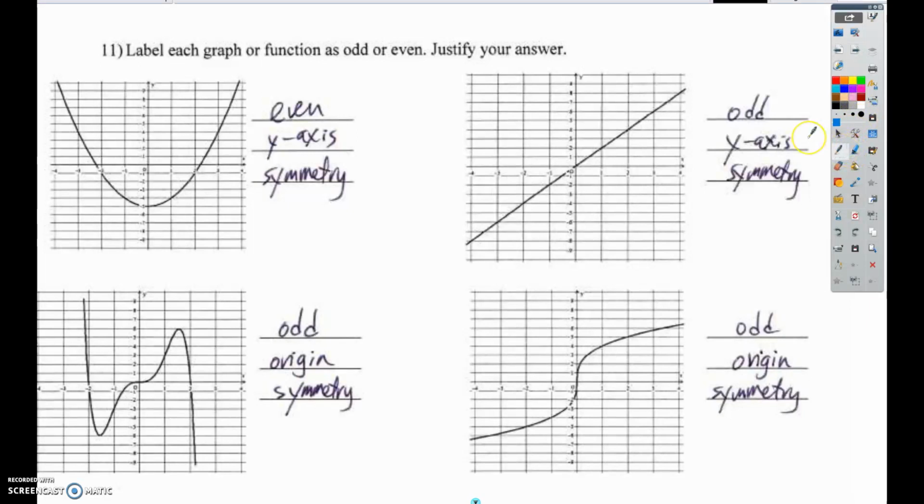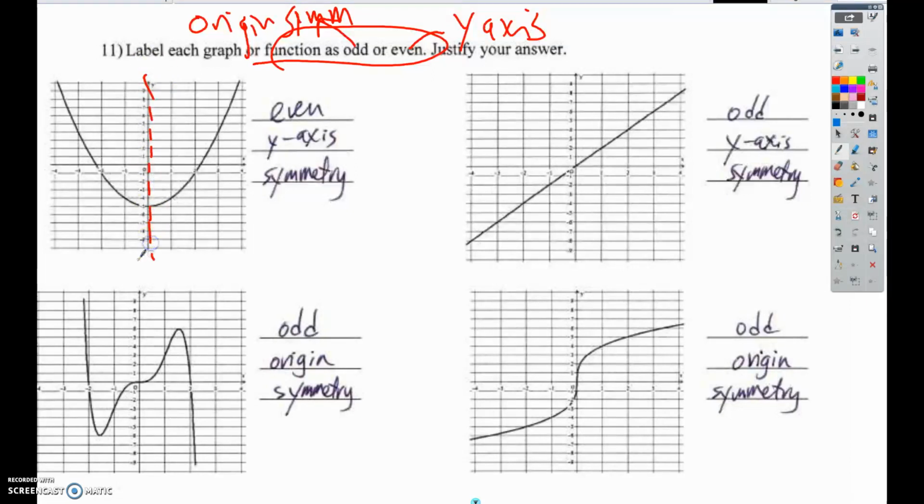I am on number 11, which talks about odd or even functions. Remember, odd functions have origin symmetry, and even functions have y-axis symmetry. So it can be even, but unless it is centered on the y-axis, it is not an even function. It is just even degree.